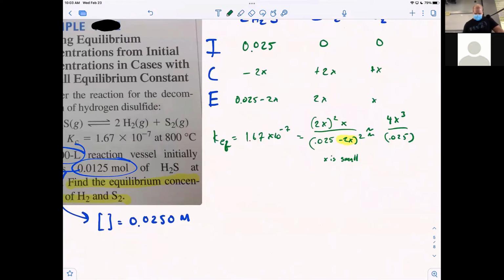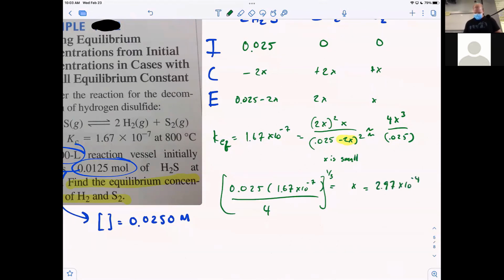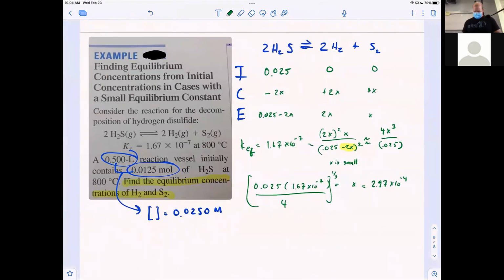So it's going to be 0.025 times 1.67 times 10 to the minus 7 equals 4x cubed. So divide both sides by 4 and take the cube root of it. So you get x, and then we throw it in our calculators. And we get 2.97 times 10 to the minus 4 is the extent of reaction. Okay.